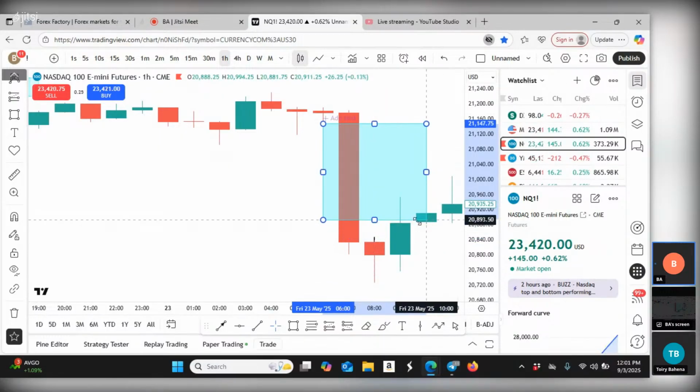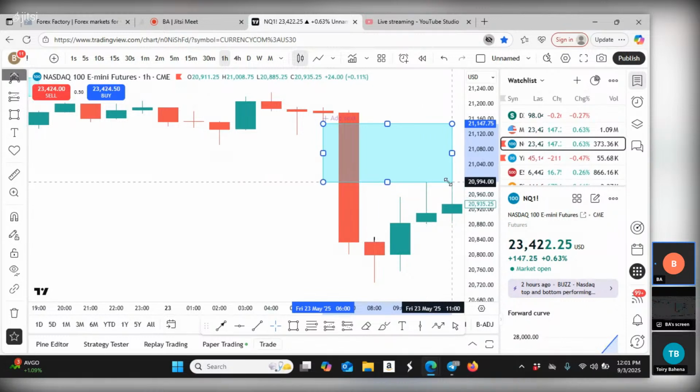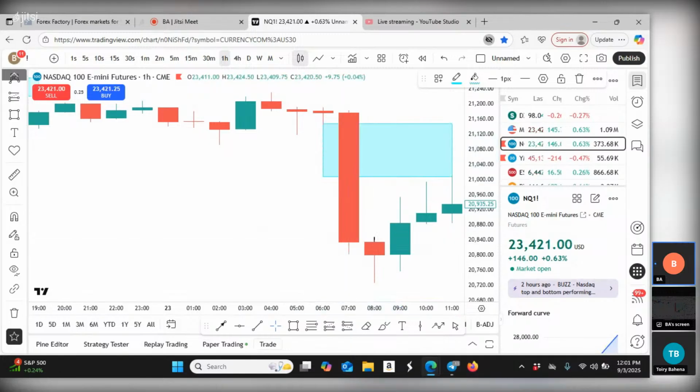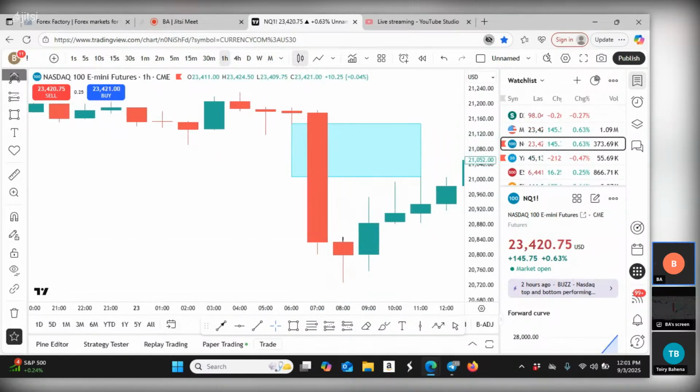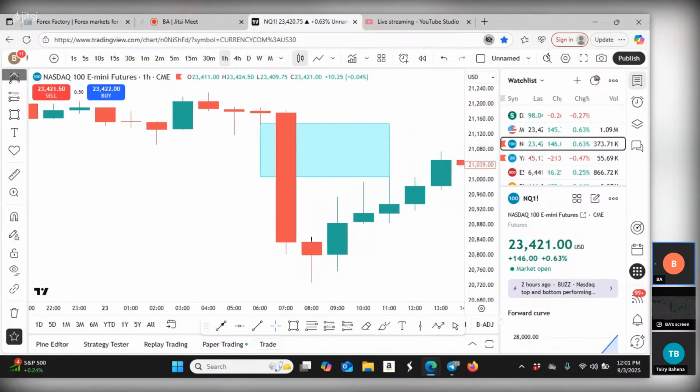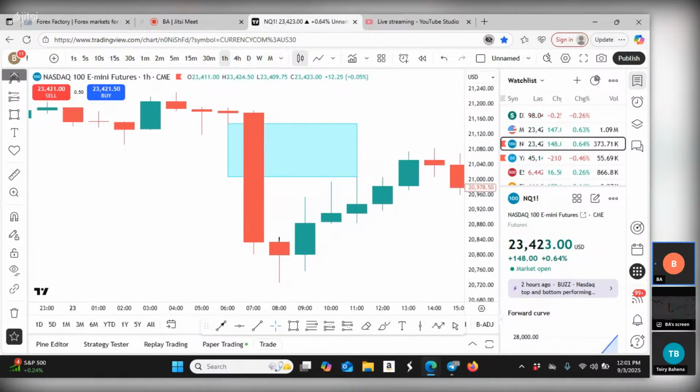See how it's wicking, filling it in, wicking, filling it in, but it left this area still open. It did trade into it, but it didn't fill the majority of that candlestick with buyers coming into the market. Let's see if it can get that high. See how it's coming up, filling in the inefficiency area.